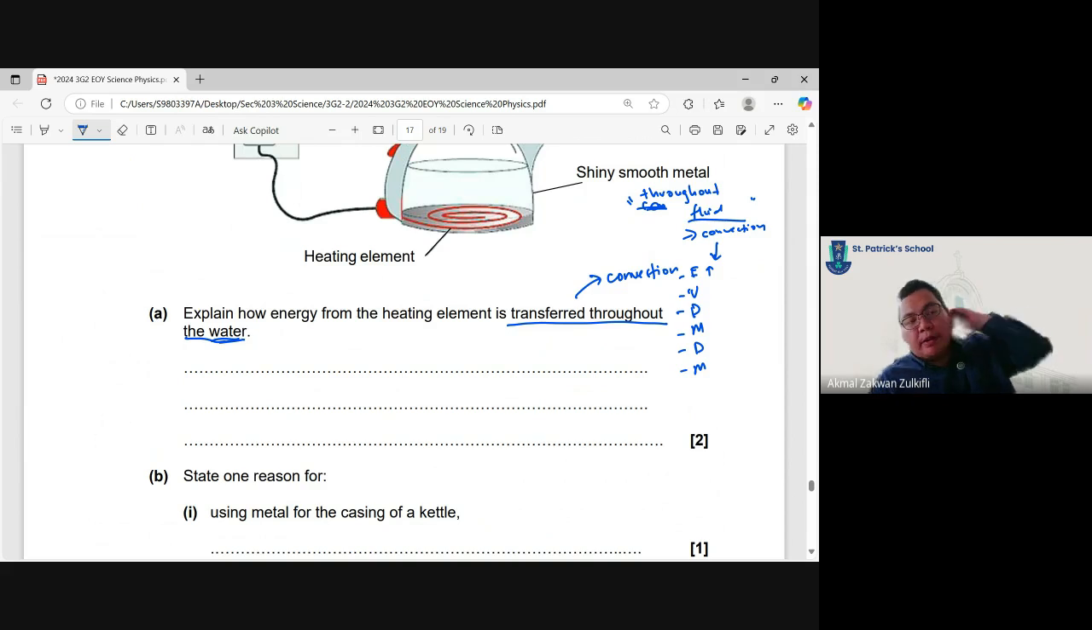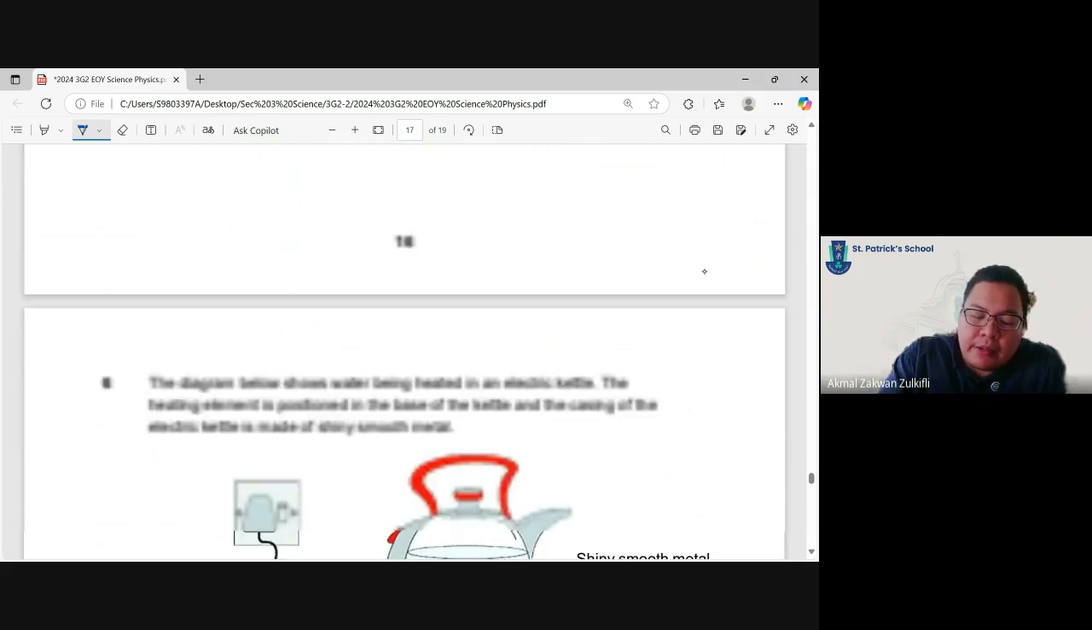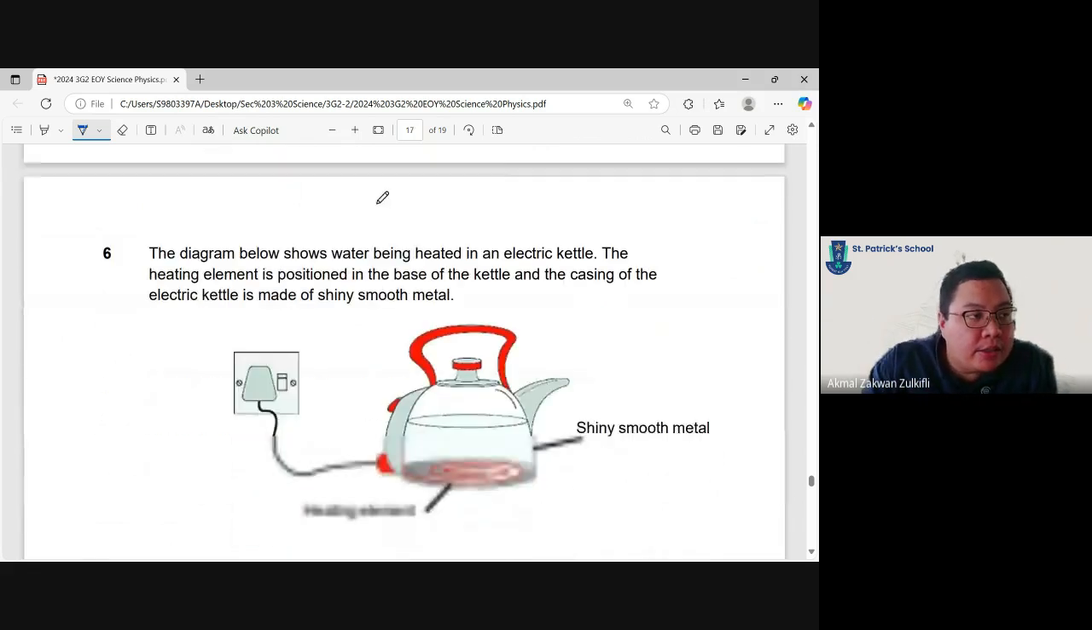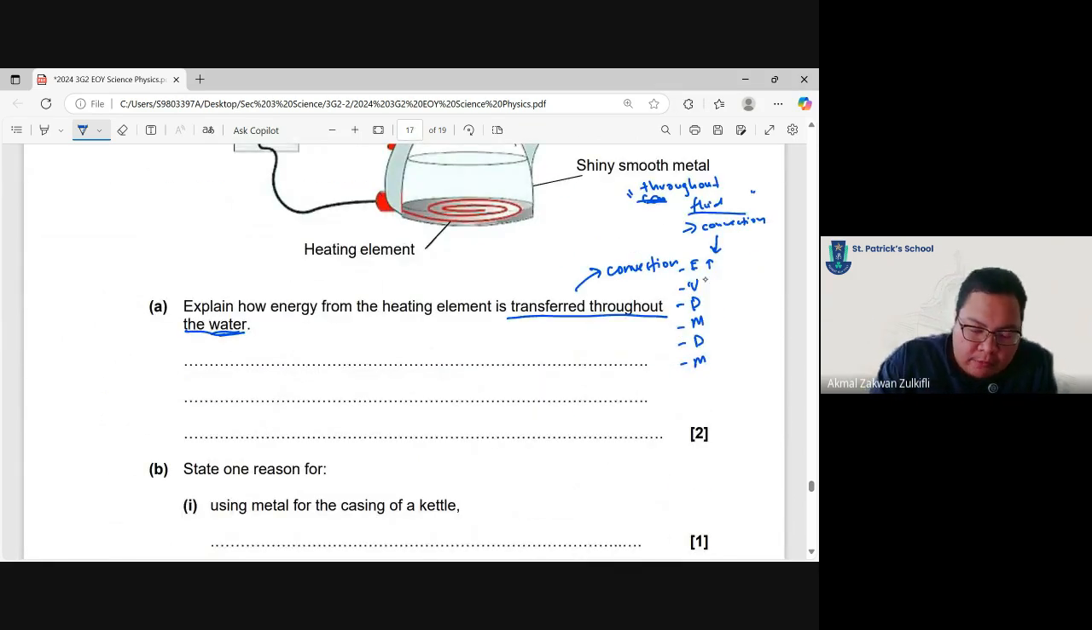What does VDM mean? There's a change in volume. So how does the volume change? It is increasing in energy. So the water particles don't expand, but rather the water near the heating element increases in volume. So we say volume increases. What about the density now? Density decreases. Movement is it rises.